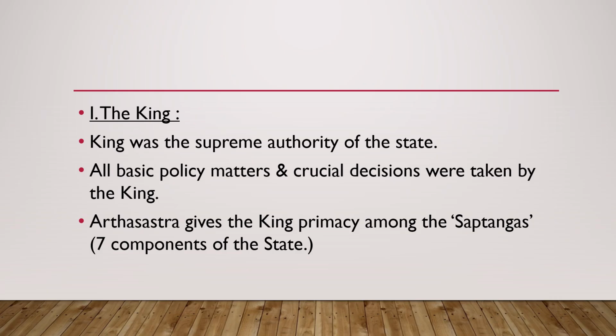The Arthashastra gives final authority to the king in all aspects of administration, and it gives the king primacy among the 7 components of the state mentioned in various texts, also known as Saptangas. So, when Kautilya mentions the Saptangas or the 7 limbs of the state, what is included is the king, minister, territory, fort, treasury, army, and friends, of which the king is the most important.